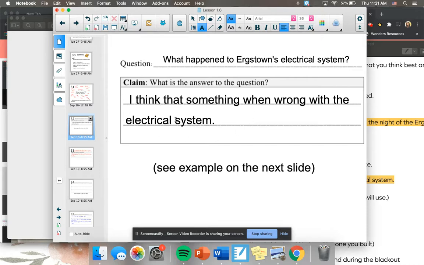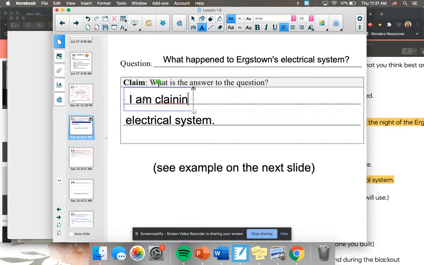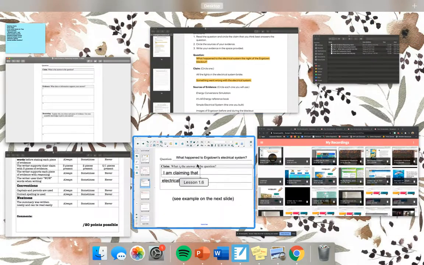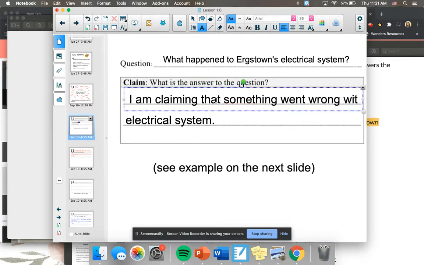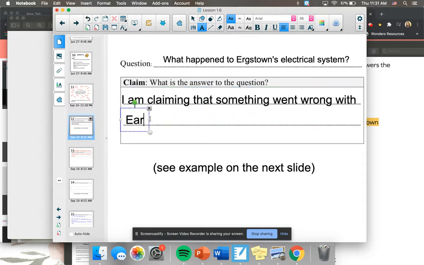And then for the claim, I encourage students to write this as a sentence. I think, I believe, maybe we would say, I am claiming that. Now remember, our claim was something went wrong with the electrical system. I'm claiming that something went wrong with, and I'm just going to make it a little bit longer. I always encourage students to put this in their own words. Ergstown's electrical system. There's no right or wrong answer.